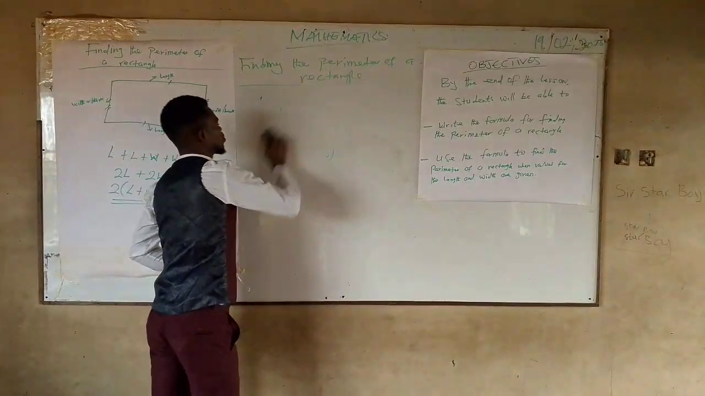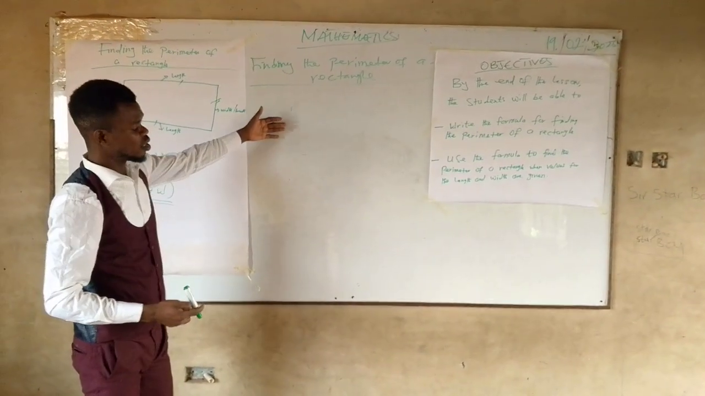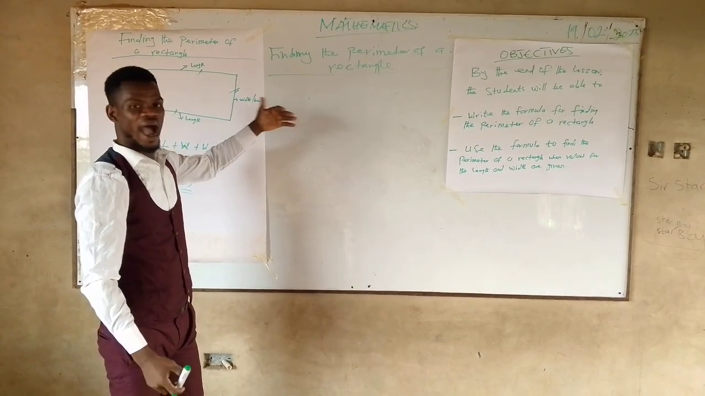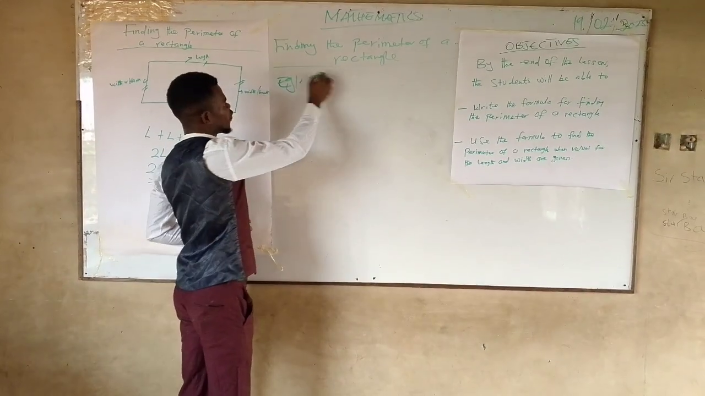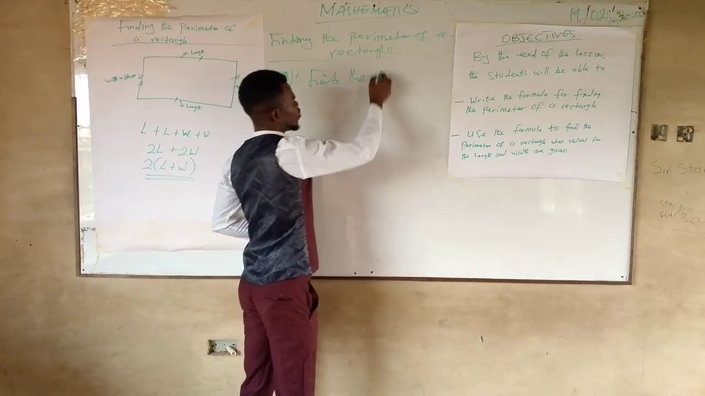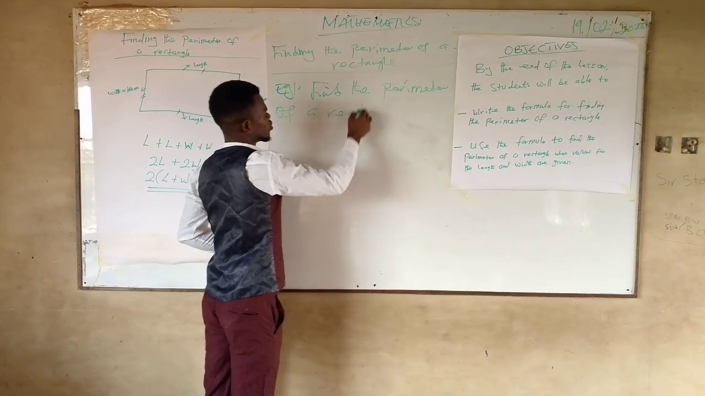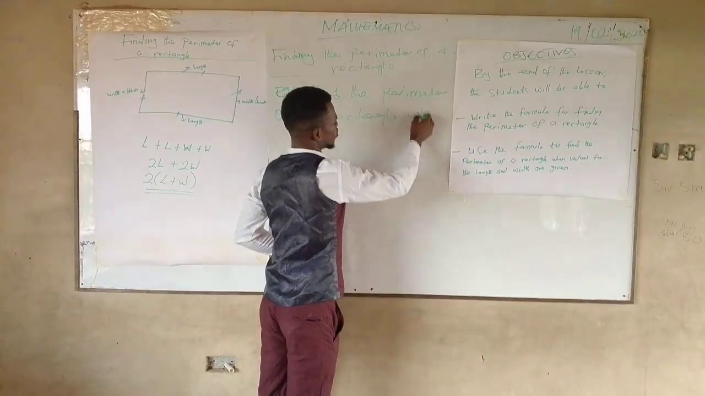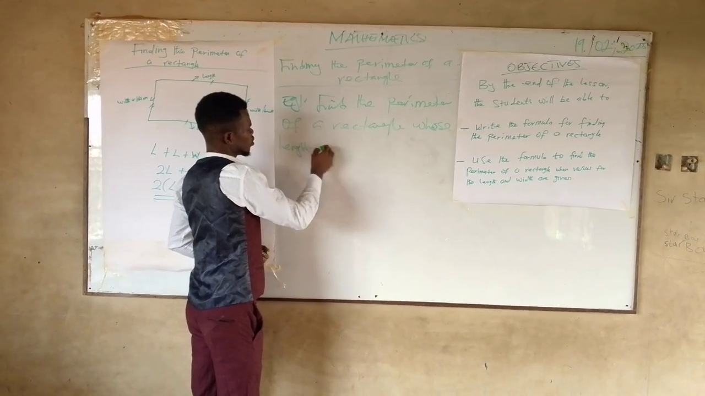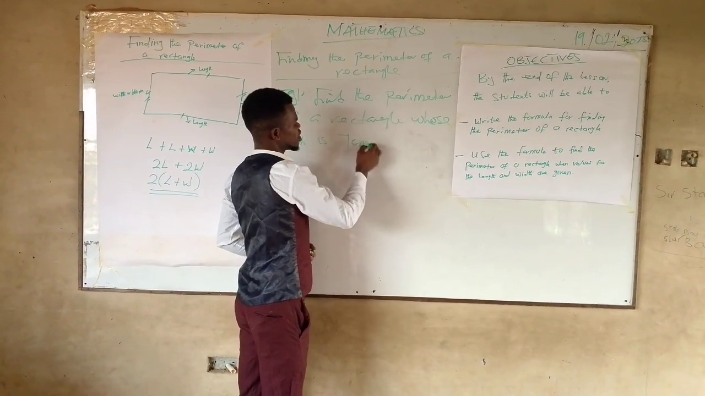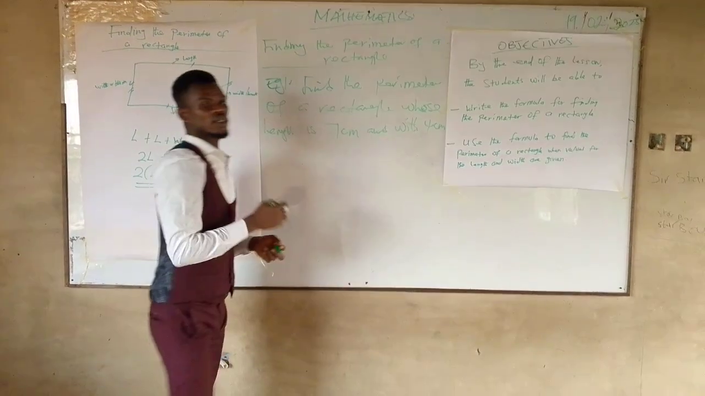So to proceed, we want to find the perimeter for a rectangle when values for the length and then the width are given. So this is example 1: find the perimeter of a rectangle whose length is 7 centimeters and width 4 centimeters. So, solution.